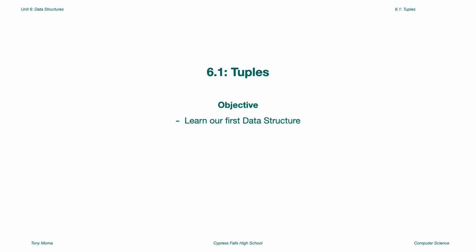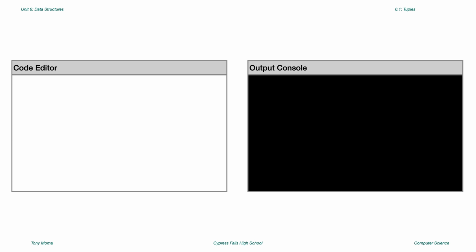Tuples. In this video, we will learn our first data structure. So far in this course, we've learned about the four basic pieces of information. We've learned about the string. We've learned about integers. We've learned about floating point numbers.